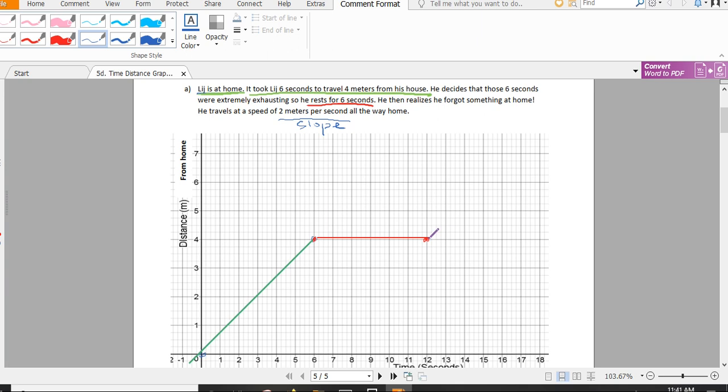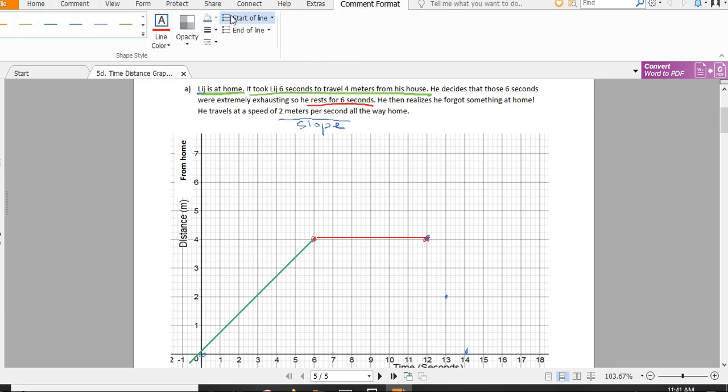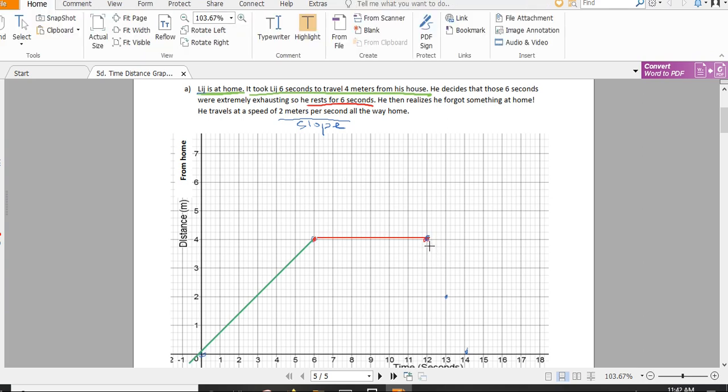So he gets up and realizes that he forgot something. So we have to travel at 2 meters per second. So from 4 meters to 2 meters, how long did it take? 1 second. Okay? 2 meters, 1 second. So here's the last line. The blue. And there we go. And we're done.